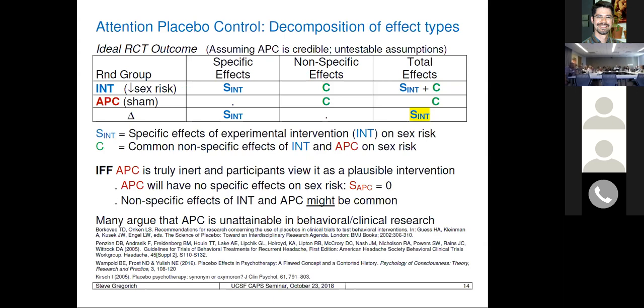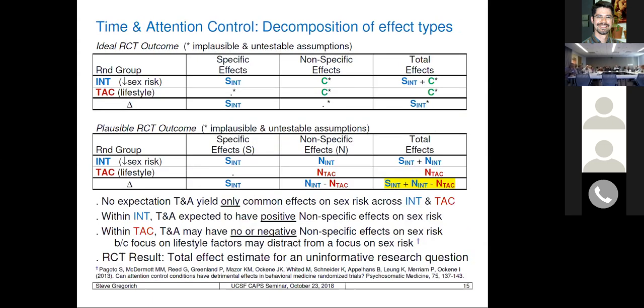Untestable assumption. If you believe all of that, then the total effect of the intervention group is going to be the specific effects plus the common effects, and the total effect of the APC is only going to be the common effects. Take the difference and you get what's in the yellow highlight, the specific effects of the intervention. Sounds good. It's what you would want if you were testing theory, because what you really want is an estimate of the specific effects of your theory. If there are no detectable specific effects of your theory, then there's probably something wrong with your theory. But this is the ideal outcome, and I think it's kind of implausible. There are a lot of untested assumptions here, and many have argued that it's unattainable, just conceptually, in behavioral research. But I think it's a good introduction to all of this.